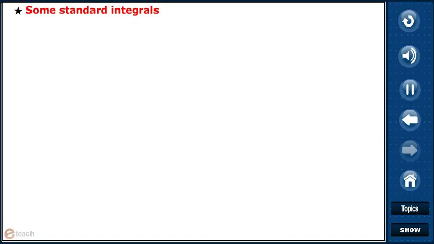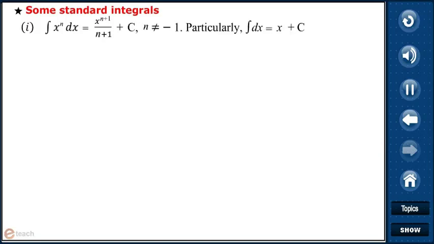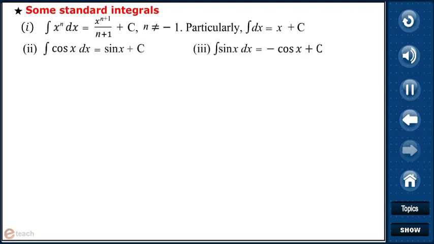Some standard integrals. Integration of x to the power n dx equals x to the power n plus 1 divided by n plus 1 plus c, provided that n is not equal to minus 1. Particularly, integration dx equals x plus c. Integration cos x dx equals sin x plus c. Integration sin x dx equals minus cos x plus c.